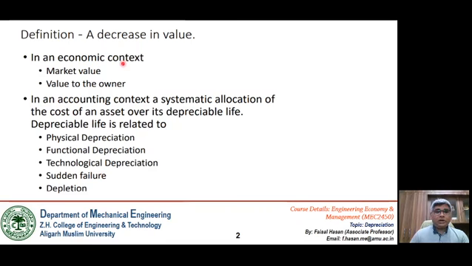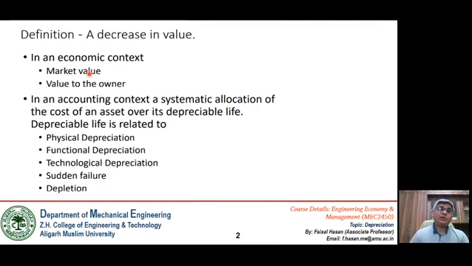So in economic context, market value matters, because if we are purchasing something, we must know what should be the ideal price at which this particular item should be available. And if I am selling something, I should know what maximum price I can fetch from selling this item. So that is why depreciation plays a very pivotal role in buying and selling of used equipment.